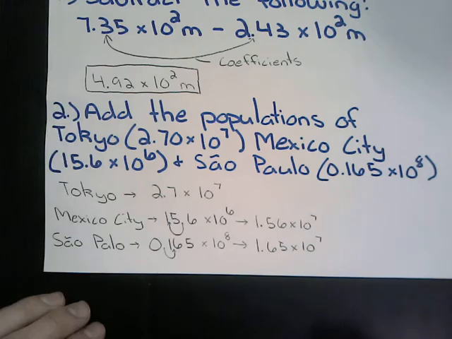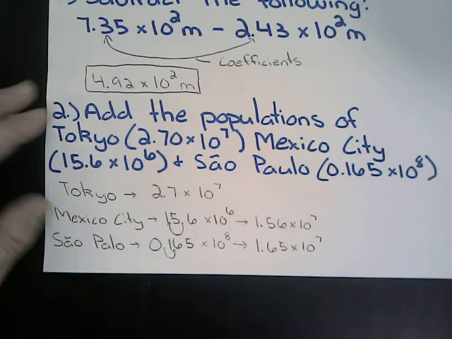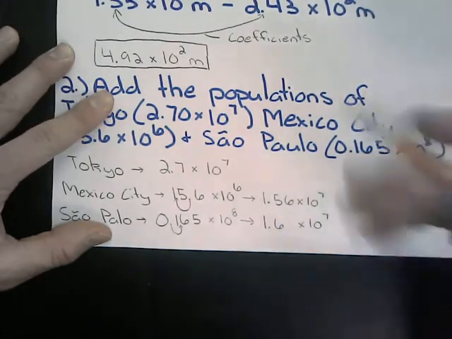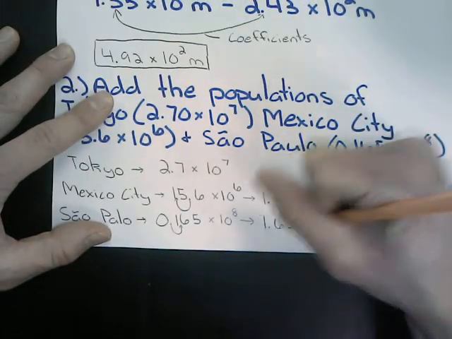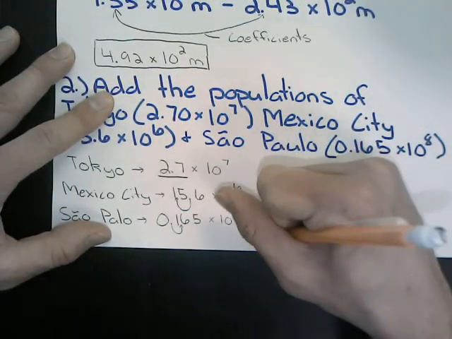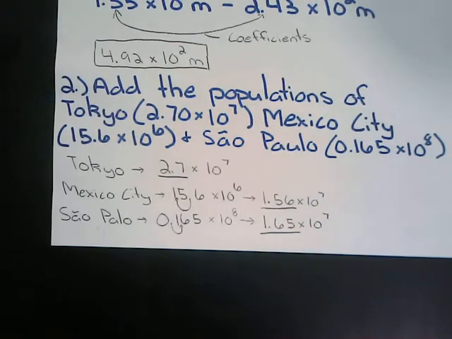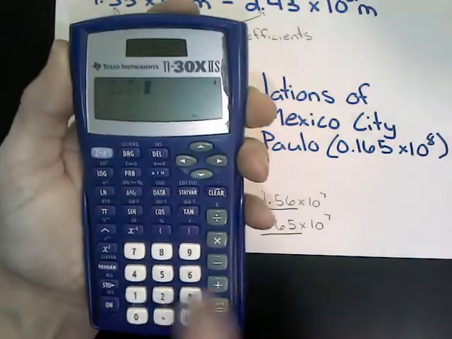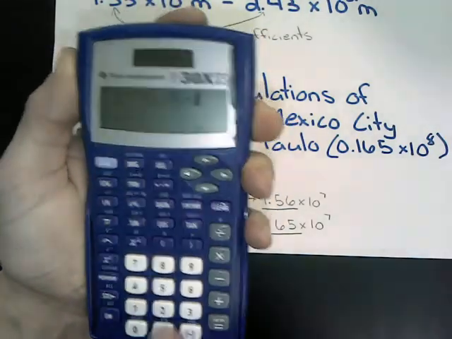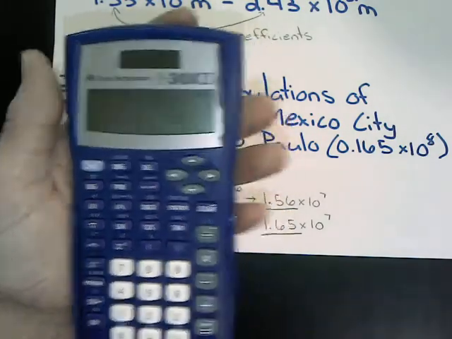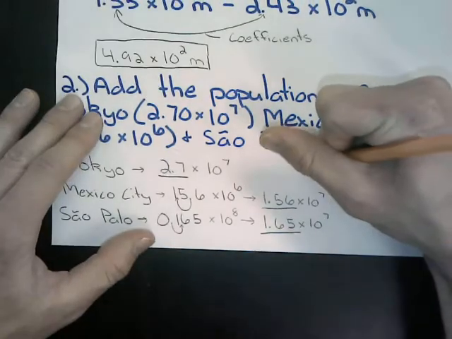Okay, so now I'm going to underline these because we have a lot of numbers going on here. We are going to add together the coefficients of 2.7, 1.56, and 1.65. So in my calculator, I'm going to put 2.7 plus 1.56 plus 1.65. I press enter, and I get a value of 5.91.